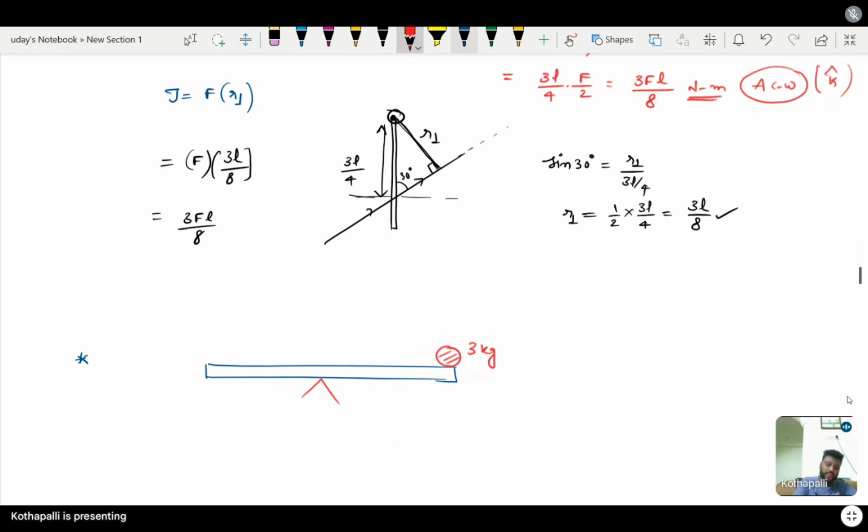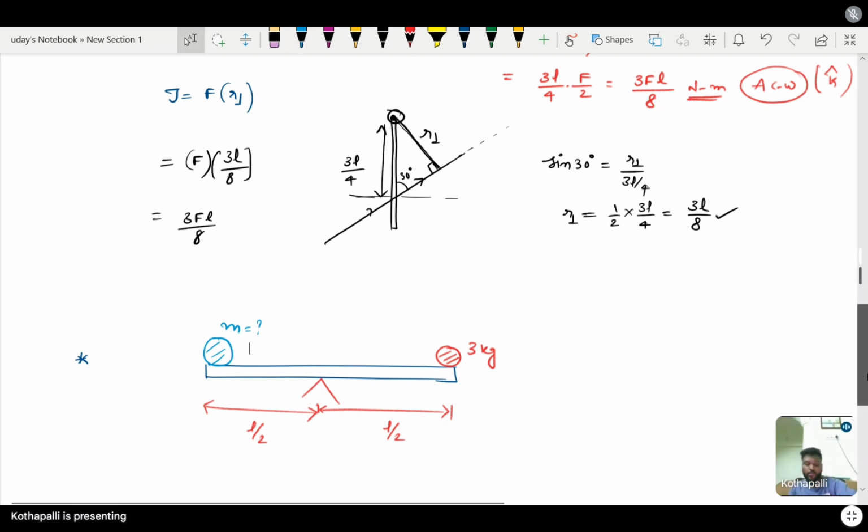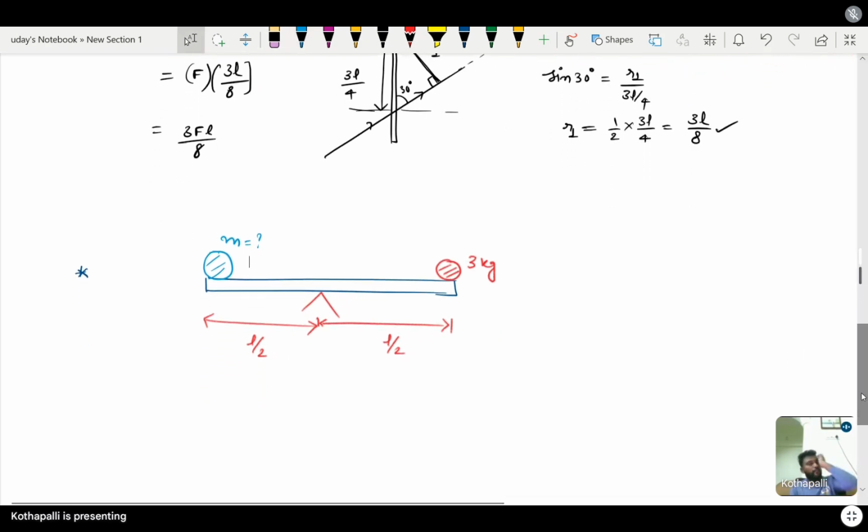Okay. Let's go with a simple question first, and then I will improve the depth. L by 2, and this distance also will be L by 2. My question is, what must be the value of the mass that I need to keep here so that it will not rotate? Tell me. What is the value of M?